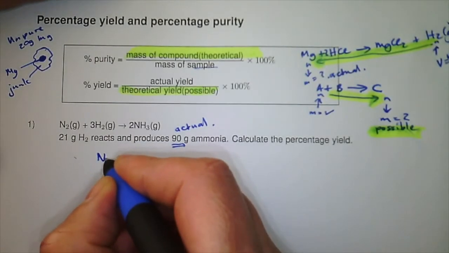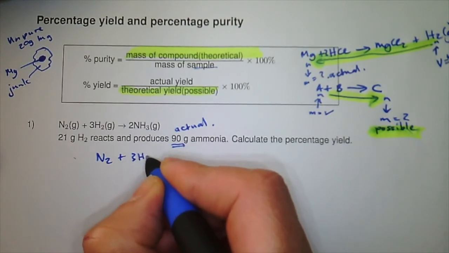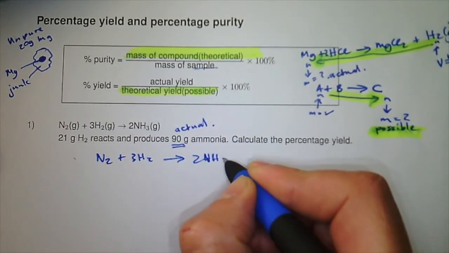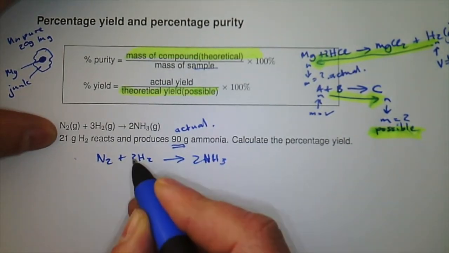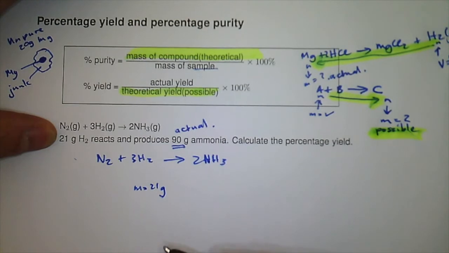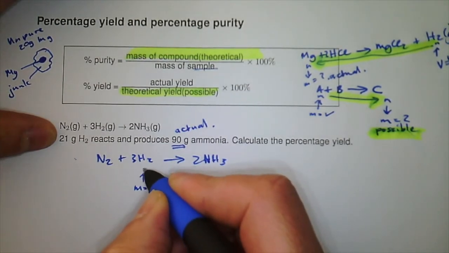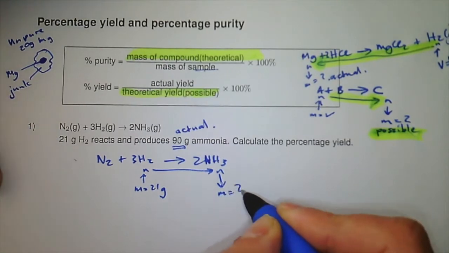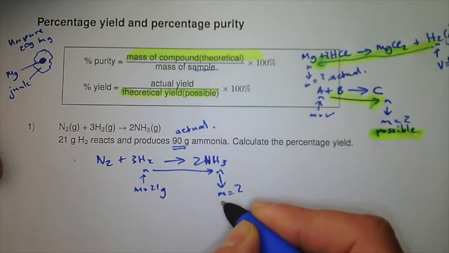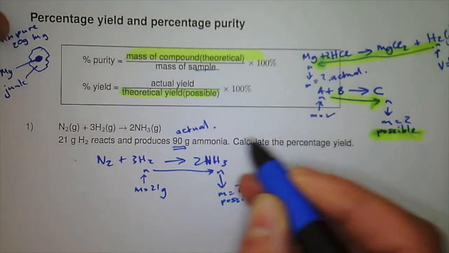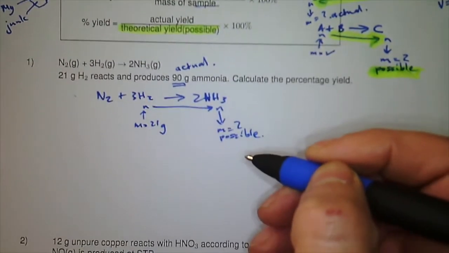Now, if you look at this one, N2 plus 3H2 to give you 2NH3. They're telling you that of the hydrogen, there's a mass of 21 grams reacting. So what I will do is work out how much ammonia was possible, and then we can compare that with what we actually got. So how much was possible?